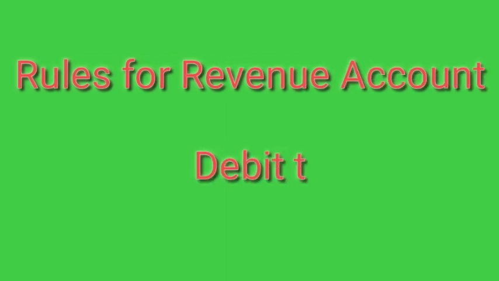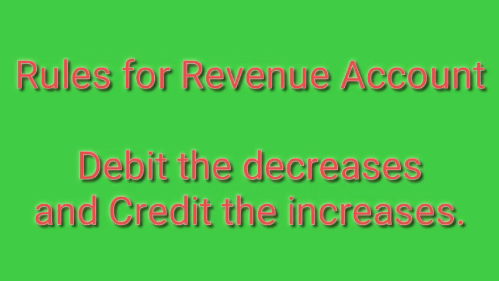The next one is revenue account. Revenue accounts are the accounts of incomes and gains. For example, if you are receiving discount or interest, these are all income. When income is increasing you have to credit that account, and when the income is decreasing you have to debit. So here the rule is debit the decreases and credit the increases.